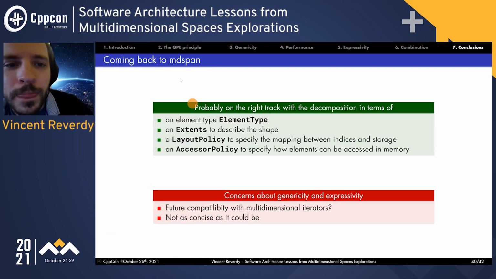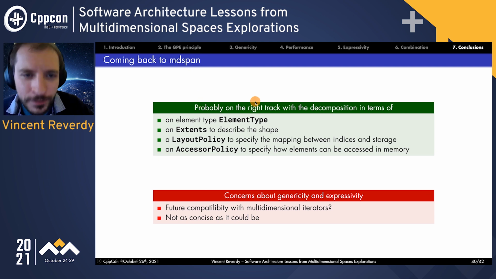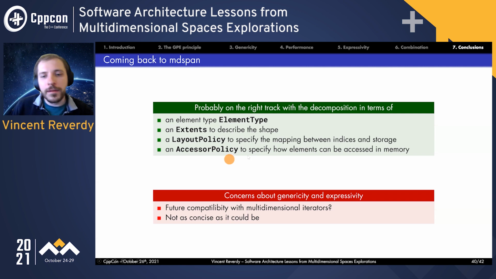So in summary, about mdspan, we are probably on the right track with the decomposition in terms of element type, extents, layout policy, and accessor policy. However, I and several other people are concerned about the genericity and expressivity of mdspan, mainly because at some point we should have multidimensional iterators in C++, and currently there is no certainty that the current design is compatible with what multidimensional iterators will be. And leaving this problem for the future means that we risk having an incompatibility in the multidimensional domain.